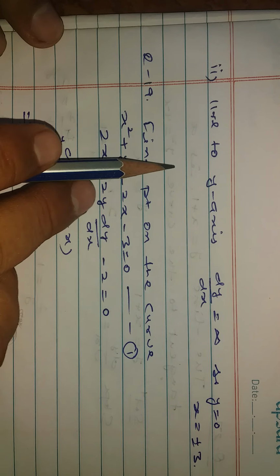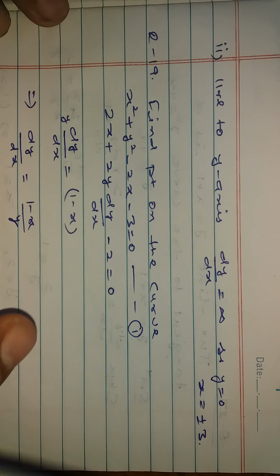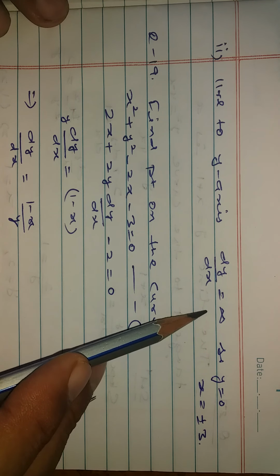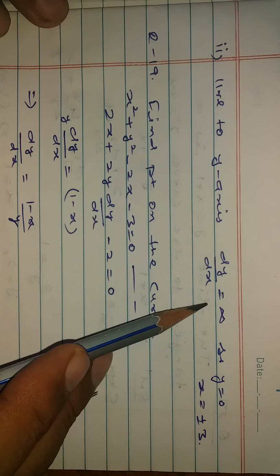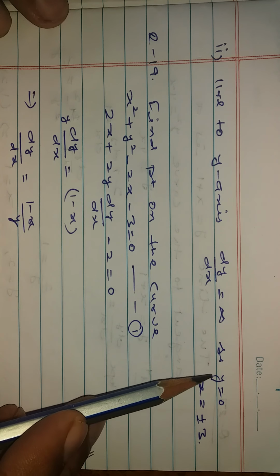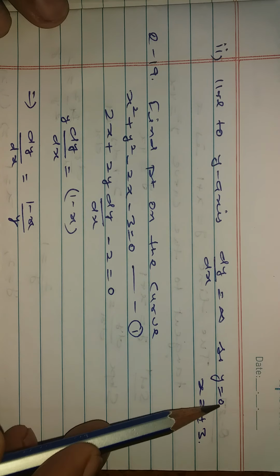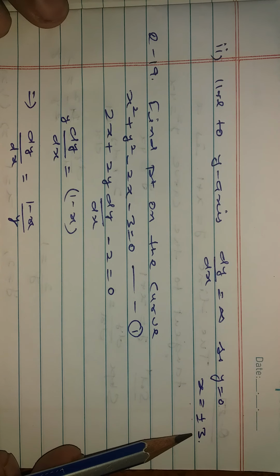Now the second case is parallel to the y-axis. Parallel to the y-axis means perpendicular to the x-axis, which means the derivative is infinite. So we will put y is equal to 0, and x is plus minus 3.